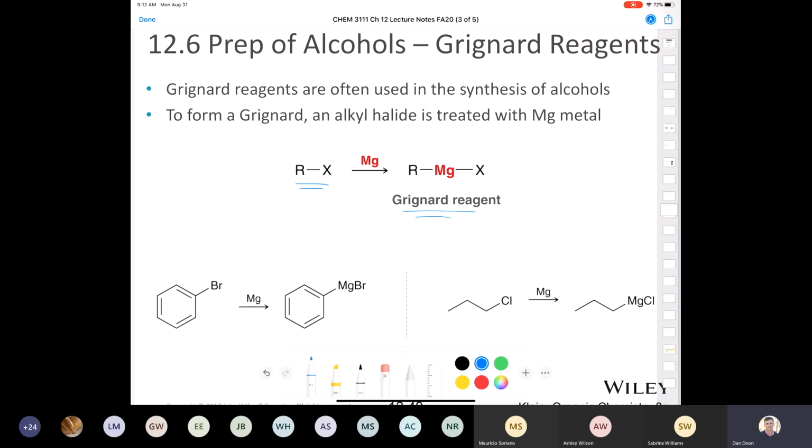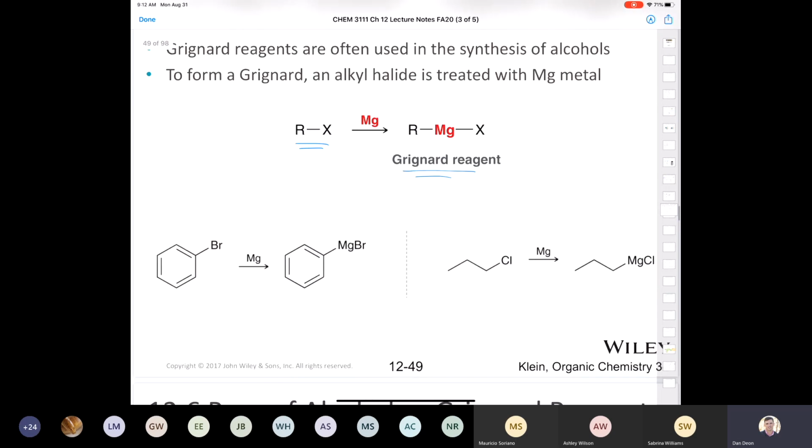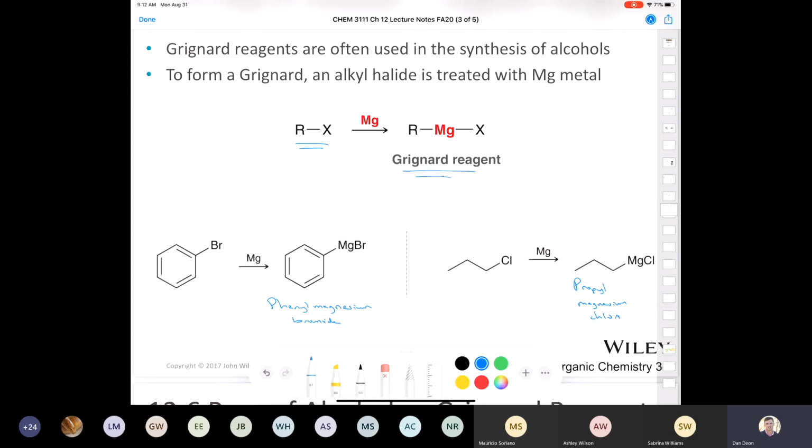And so you can see here that if we were to take bromobenzene and treat that with magnesium, we would call this phenyl magnesium bromide. Okay, and over here you'd call this propyl magnesium chloride.